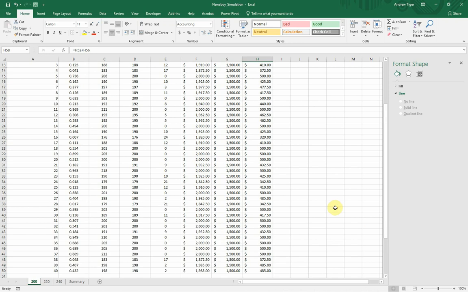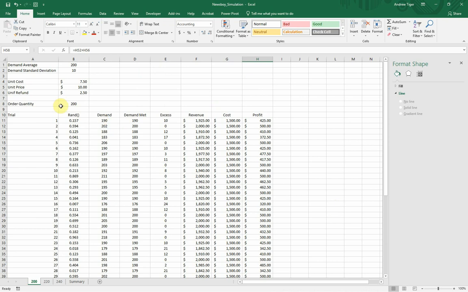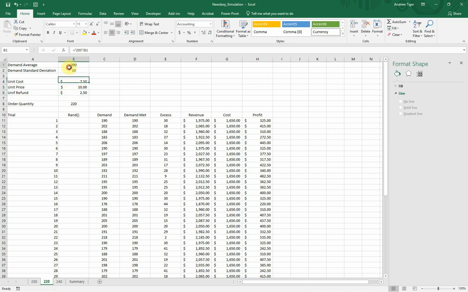Okay, perfect. But that doesn't tell us that we should order 200. That just gives us what the confidence interval is if we order 200. Well, let's go to another worksheet, which is exactly the same. In fact, these are all referencing the formulas from the 200. But in this case, I changed my order quantity to a different value. I don't know what the best answer is, but I can do 220. Let's make that 240, sorry.